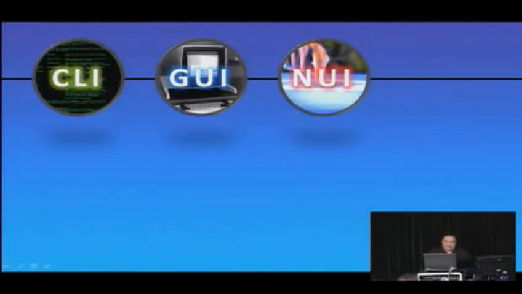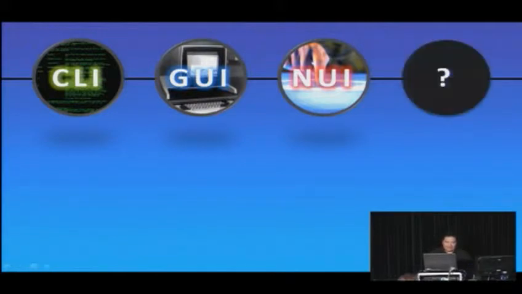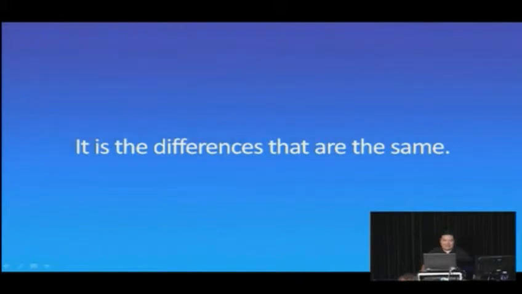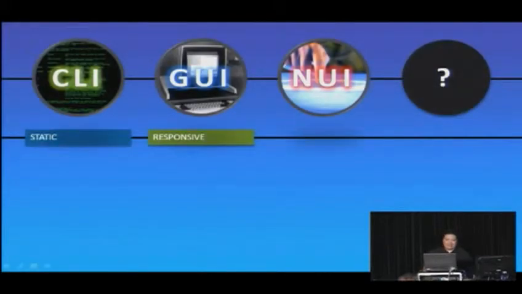As I mentioned this morning, I thought I'd go into further detail about the differences that we'd identified between command line and GUI and the GUI and NUI. And in fact, towards the end of this talk, I'll go into a bit more detail about what comes next. And if we invoke this principle that it's the differences that are the same, then we can find certain patterns that evolve.